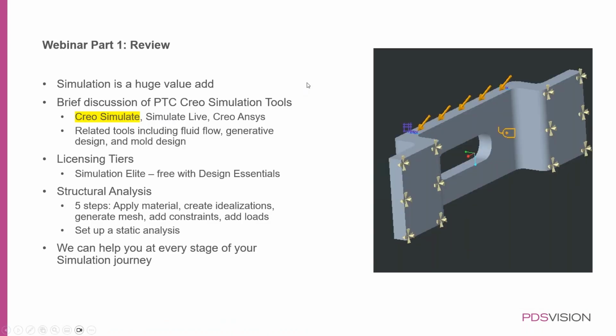And lastly, in my part 1 demonstration, I talked about the 5 basic steps that we're going to go through when we run a simulation. We have to do this every time. That's going to be apply a material, create idealizations, generate our mesh, add constraints, and add loads. So we're going to be continuing that process today as we bring in additional features here.